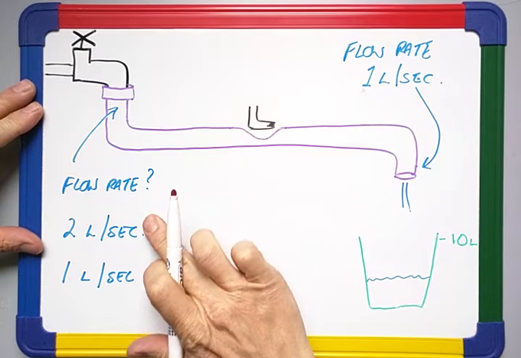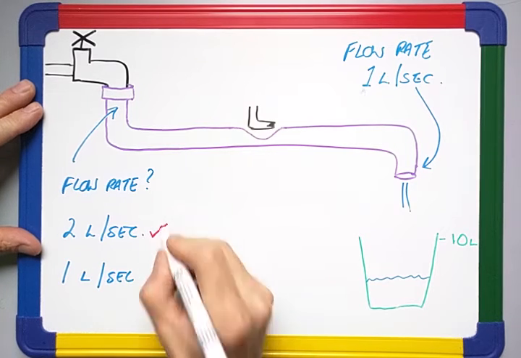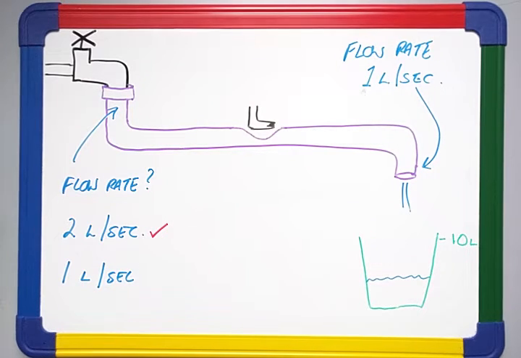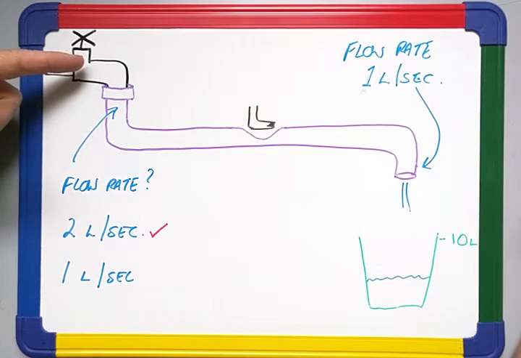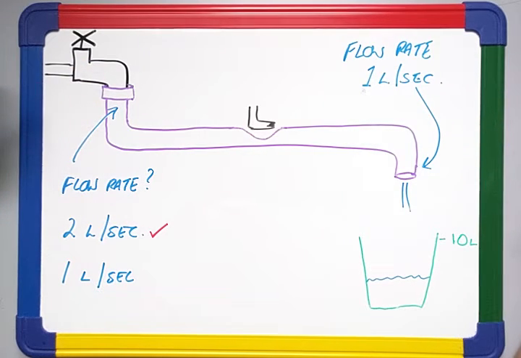So let's assume that this is the correct answer. Let's assume that having stood on the pipe, there's 1 litre per second flowing out the end of the pipe into the bucket, but still 2 litres per second flowing out of the tap and into the pipe. Well, what would this mean in practice?